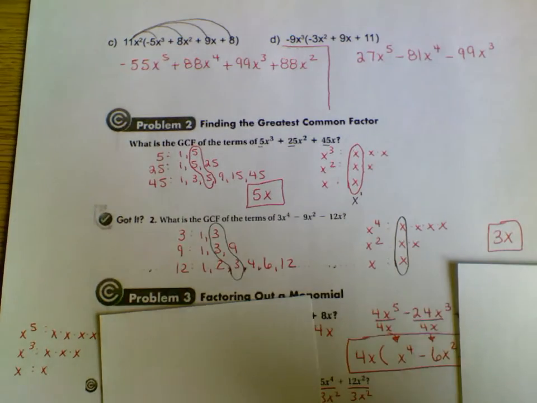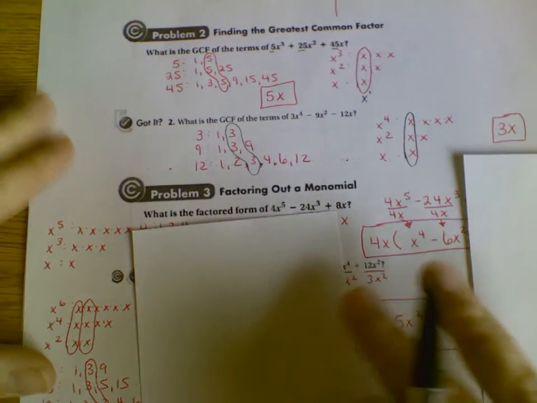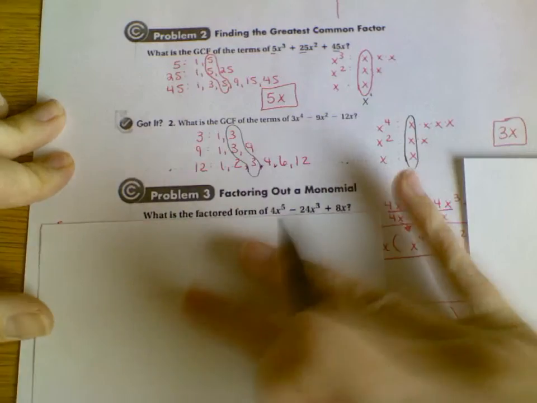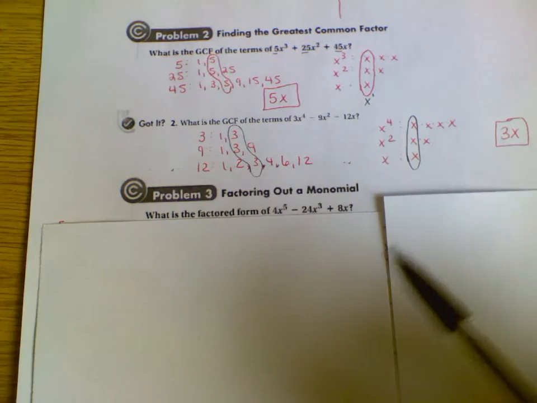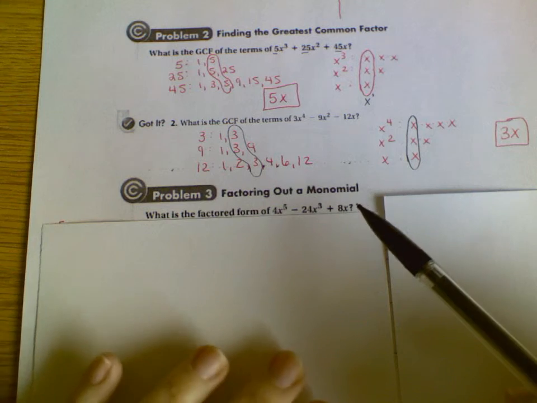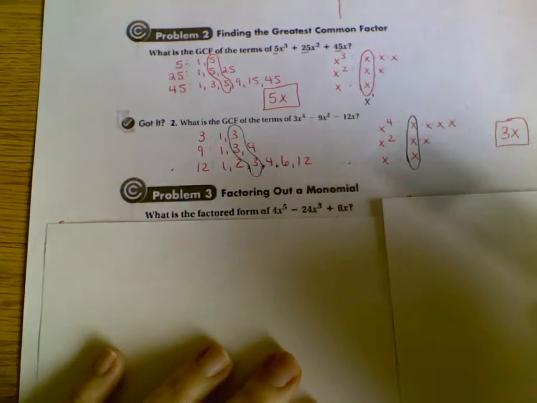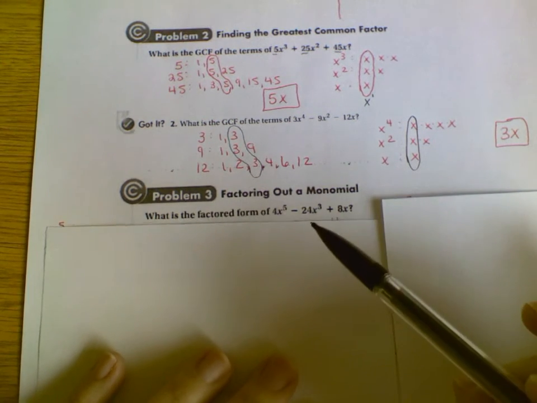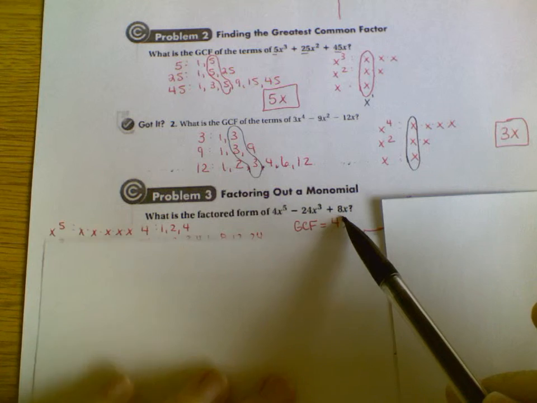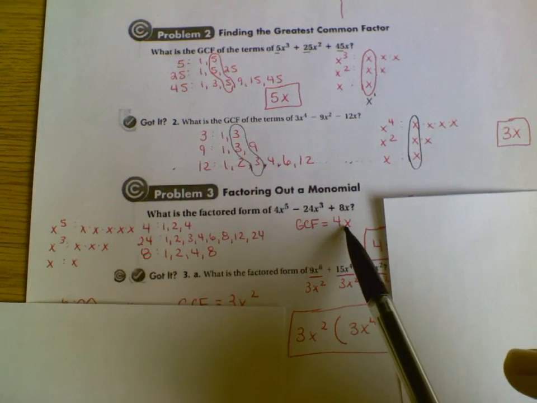Okay, so the next thing is, since we've practiced finding the greatest common factor, now we're actually going to put it to use and factor it out. Okay, so it wants me to factor this polynomial. So what that means is you are going to first find the GCF. Okay, so the process we just did in problem 2, you're going to do it in problem 3. So I would list my numbers, list my x's, and find my greatest common factor.